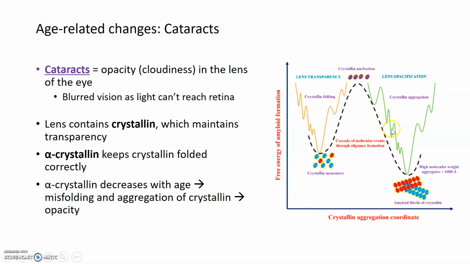And you can see that here. Crystallin, under normal circumstances, is folded and the lens is transparent. However, without alpha crystallin, crystallins can aggregate, and that leads to an opacity of the lens.